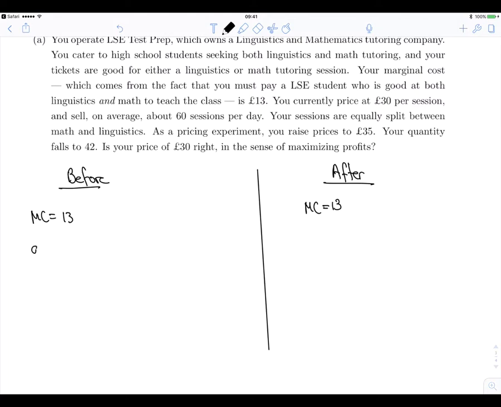And then let's talk about quantity for maths. What was the quantity for maths? How many units, how many hours of tuition were you selling? 30, right? Because you were teaching about 60 sessions per day and your sessions were equally split between math and linguistics. So quantity of linguistic was also 30. And what was the price for math sessions? 30. You were charging a homogeneous price of 30, for linguistic as well, also 30.